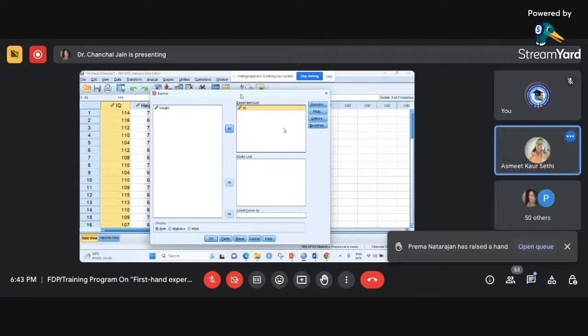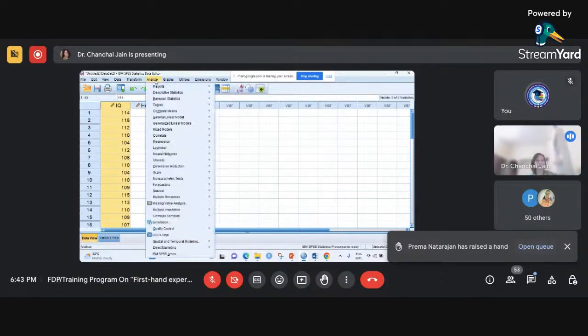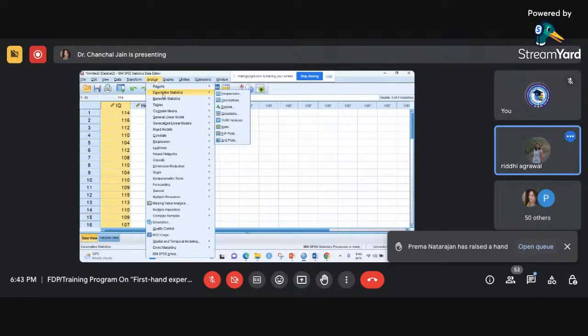From where, ma'am? How to choose this one? Go to the analyze menu. Okay. Go to the analyze menu, then descriptive statistics, and then explore. Fine.